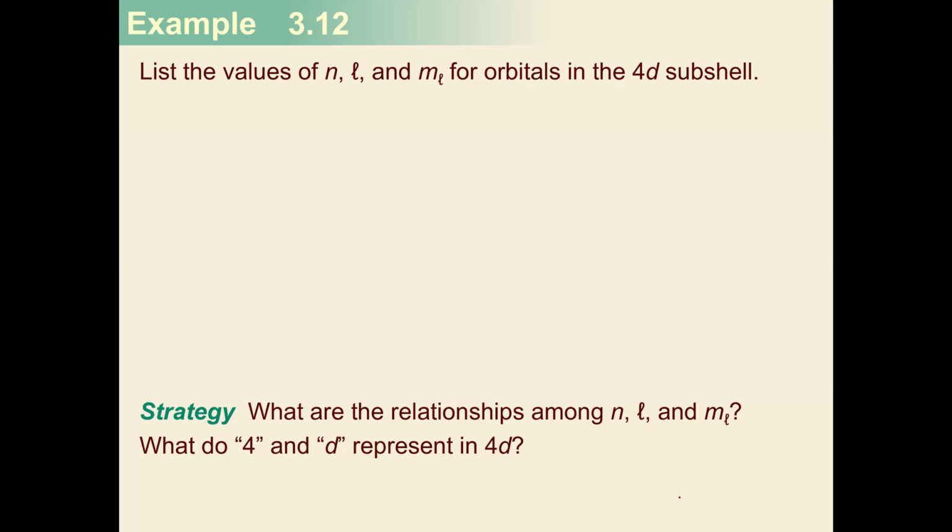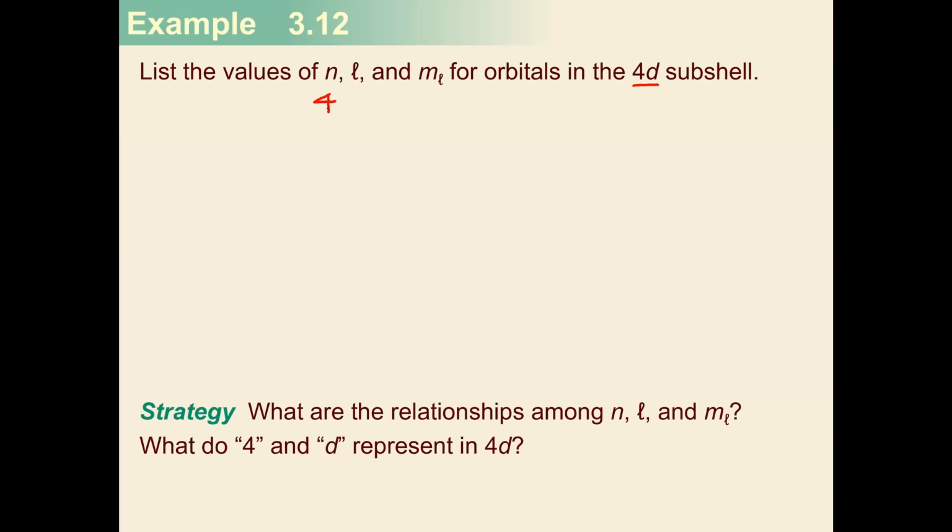We want to list the values of n, l, and m_l for the orbitals in the 4d subshell. So I need to write all mathematical possibilities, but I am limited in some cases. If I have a 4d subshell, I am allowed a principal quantum number of 4. If I were to change that number, I'm no longer in my 4 shell, so I would not be able to have a correct answer.